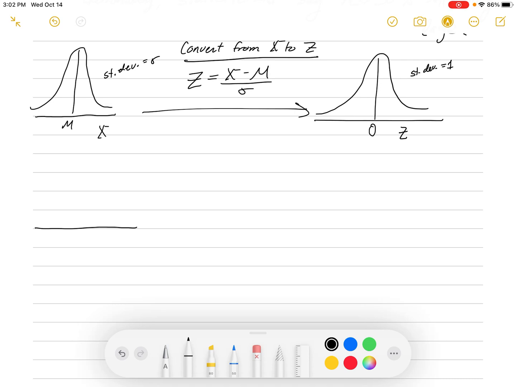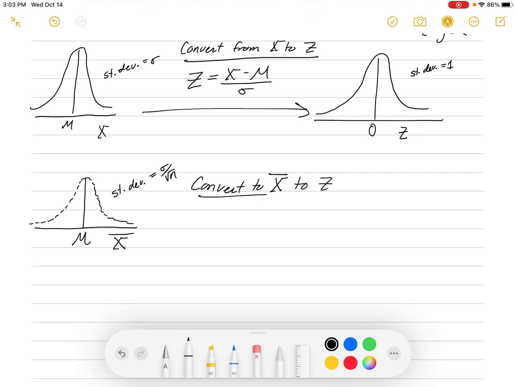Now let's say we have a distribution that's approximately normal, and we're consisting of sample means. So a sampling distribution, or a distribution of sample means. And that has a mean of mu and a standard deviation of sigma divided by the square root of n, where n is the sample size for each sample in your sampling distribution. Now let's say you want to convert that over to z's. So you want to convert from x bar, sample mean, to a z-score.